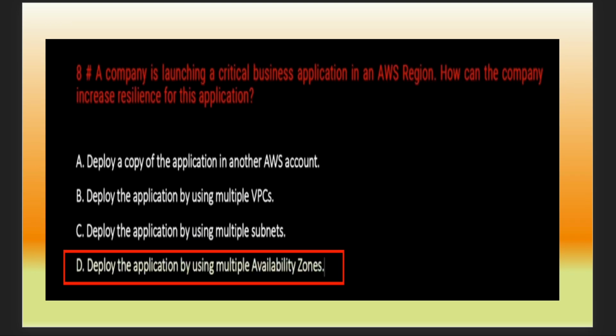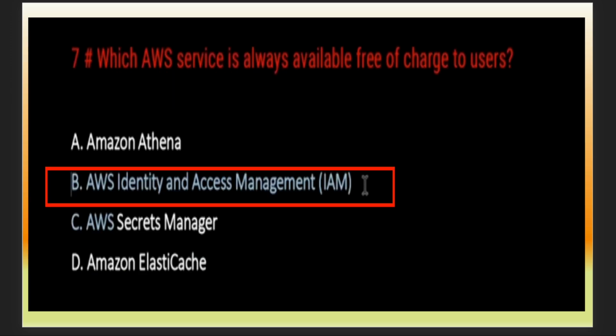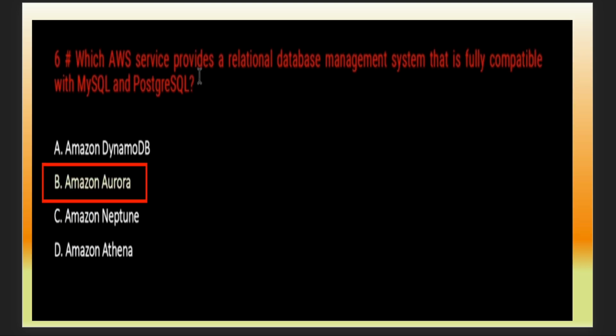Next, a web developer wants to use machine learning to identify the images. The answer is Amazon Rekognition. A company is launching a critical business application and wants to increase the resilience. What is the option? The correct answer is deploying the application by using multiple availability zones. Next, which AWS service is always available free of charge? The answer is AWS IAM.